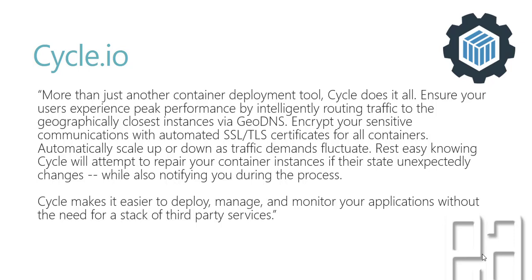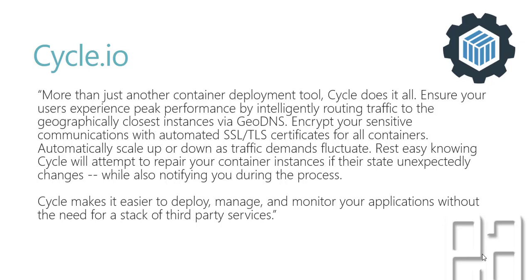Ensure your users experience peak performance by intelligently routing traffic to the geographically closest instance via GeoDNS, and it also encrypts your sensitive communication with automated SSL and TLS certification for all the containers. Using Cycle.io, we can also scale up and scale down with traffic demand fluctuations, and we can also perform repairs of container instances if any unexpected changes happen on the containers. So, as that said, Cycle is very, very easy to deploy, manage, and monitor applications without the need for any stack of third-party services. And that's what Cycle is doing.